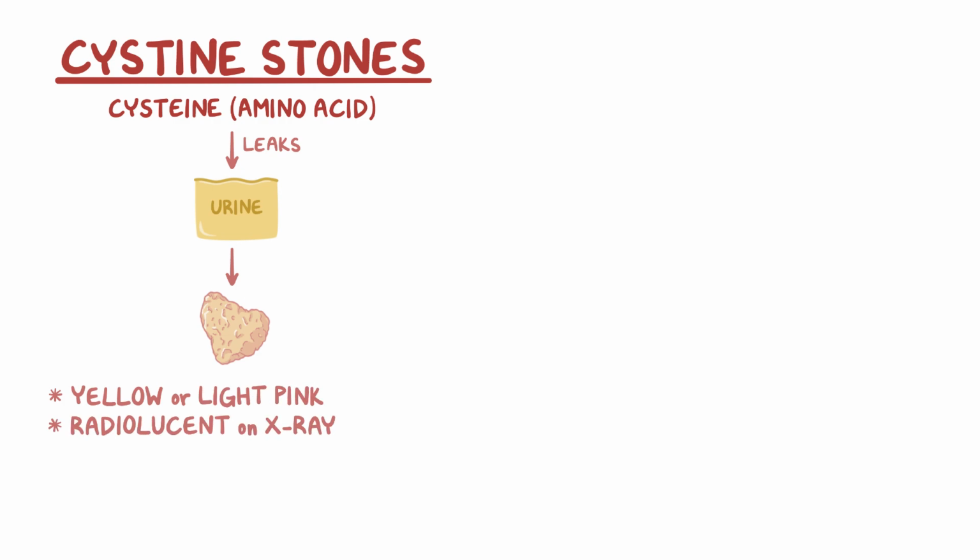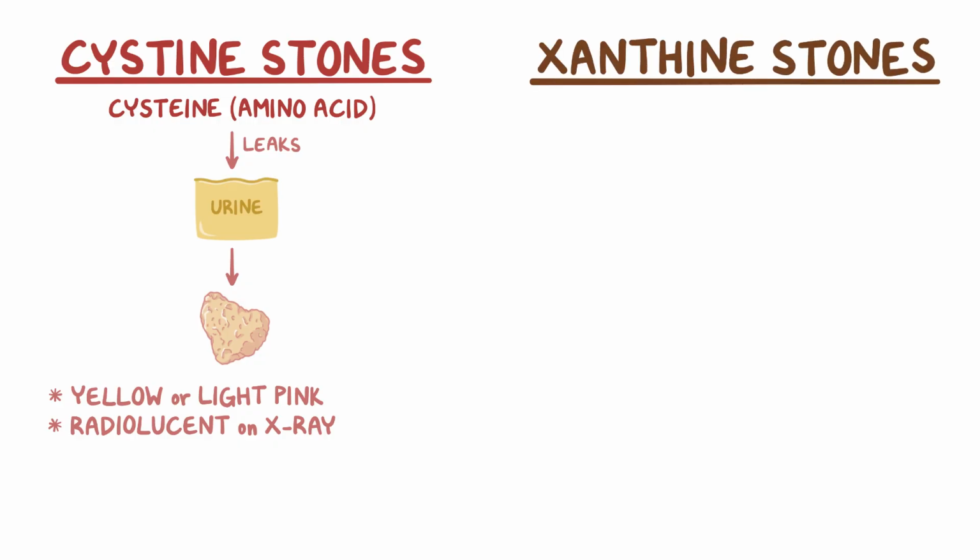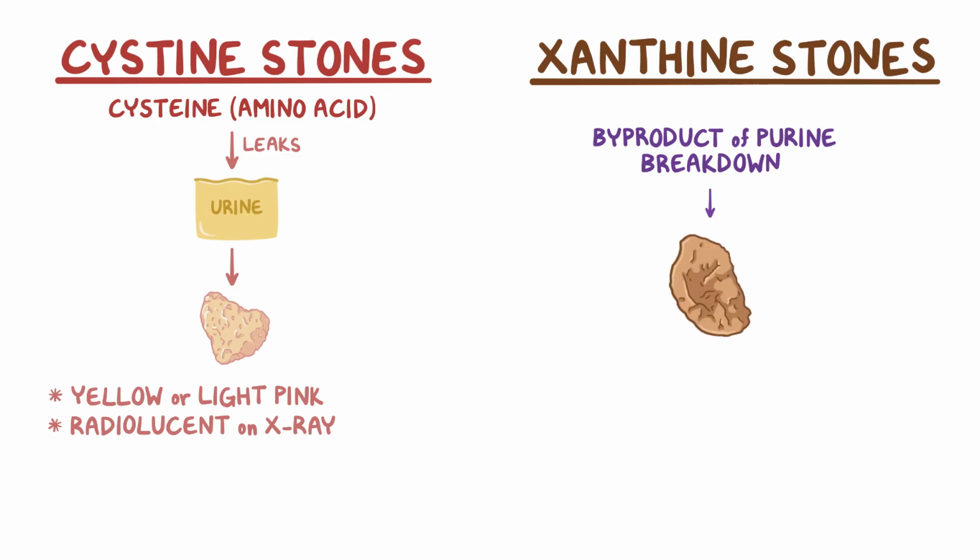Finally, there are some rare stones made of xanthine, which, just like uric acid, is a byproduct of purine breakdown. These stones, also like uric acid stones, are red-brown in color and radiolucent under an X-ray.